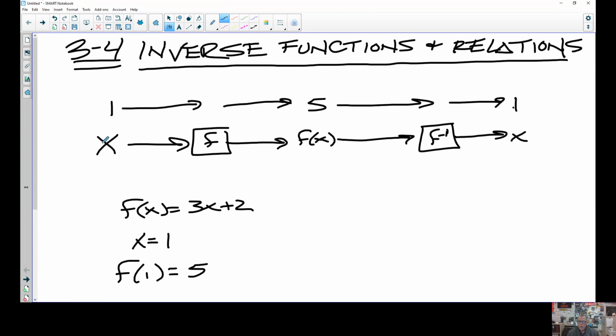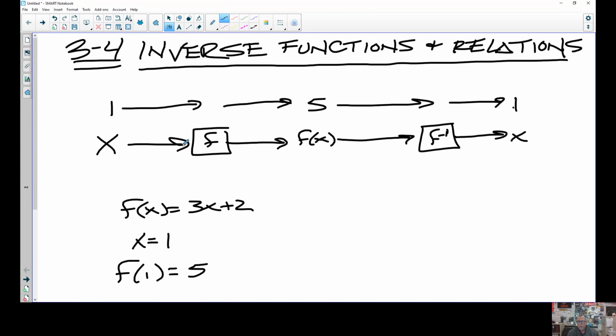So in other words, your domain for f kicks out these range values. The range values are the domain of the inverse, and they give you back the domain values for the original function. So the domain of f is the range of f inverse, and the range of f is the domain of f inverse. They reverse roles. We're going to get into, in a short amount of time, how we find the inverse functions. But right now, I just want you to understand that there is this relationship.